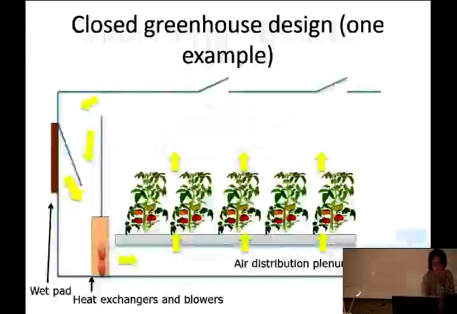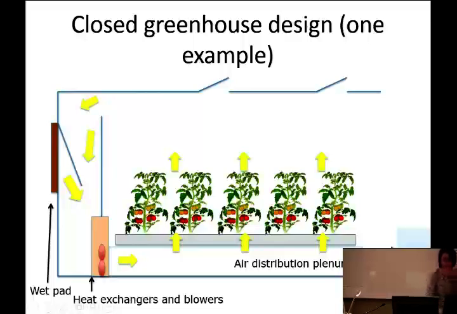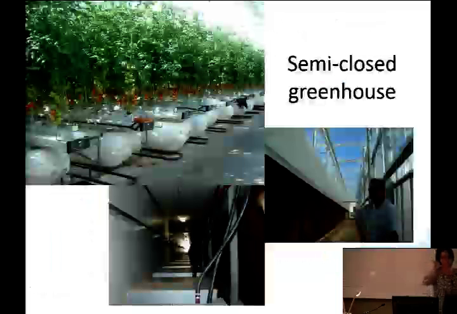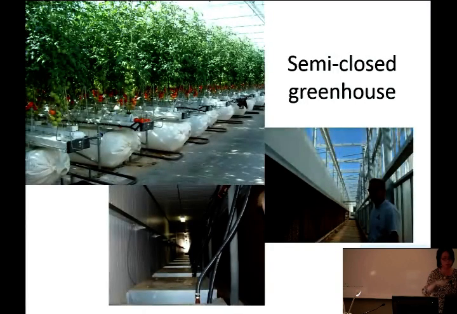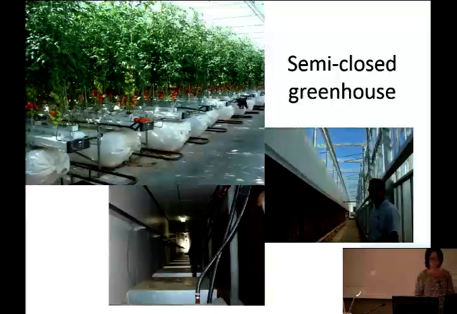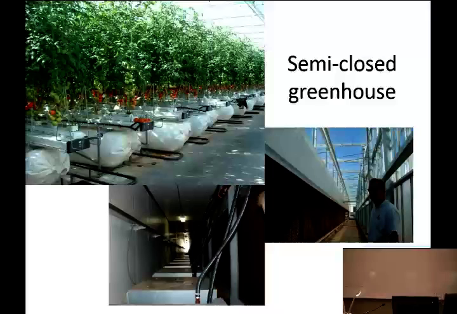So there is an internal air circulation and air distribution plenum. If I have a chance, I would spend a little bit more time to describe how it works. But the second video is showing basically this semi-closed greenhouse. It's a slightly different design, still using pad and fan, but a different air distribution and air circulation system. Okay, I think that's the last. Yeah, all right, good. All right.